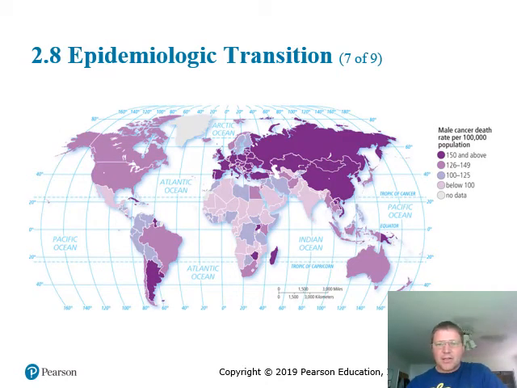And there you've got male cancer rate per 100,000 in the population. Places in Europe, places in South America have pretty high cancer rates. One of the reasons in Europe and South America is you've got an aging population. So the more old people in that population, the more likely those people are to get cancer.